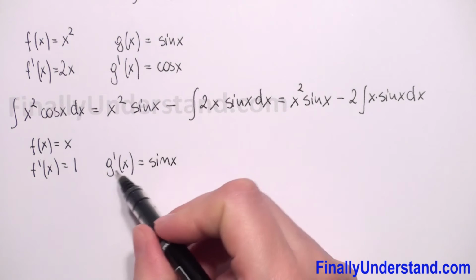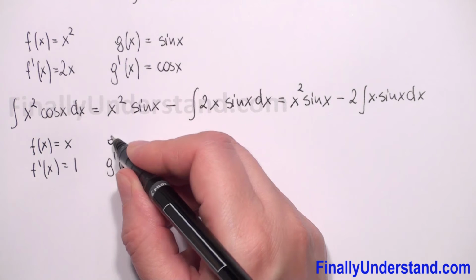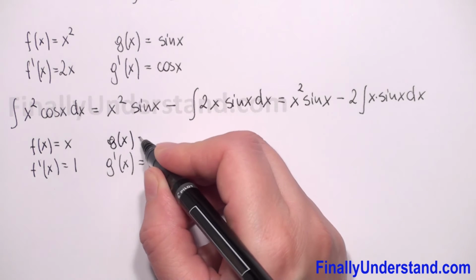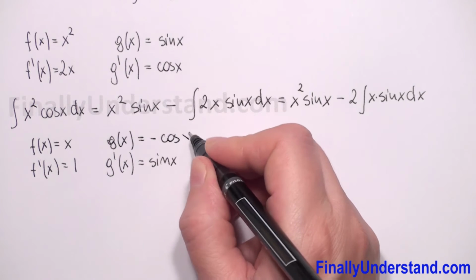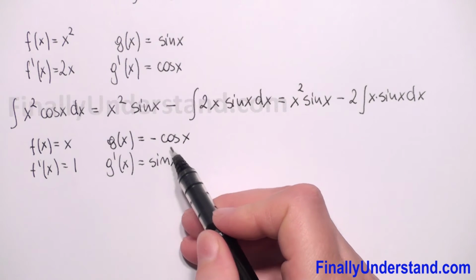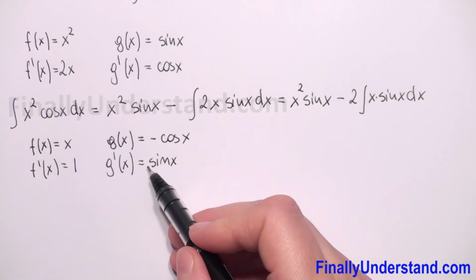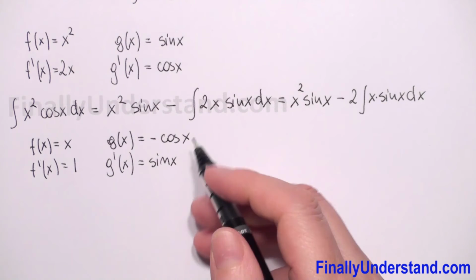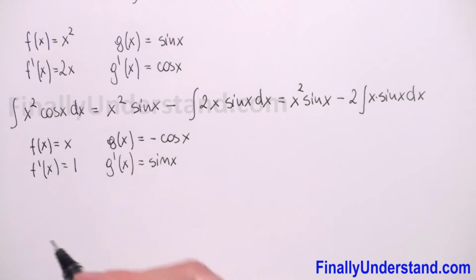So now we just have to find the antiderivative of sine of x. So g of x is equal to negative cosine of x. Let's check. The derivative of cosine is negative sine. That's why I have to put negative here. Negative and negative give us positive. So now we have to copy the beginning.